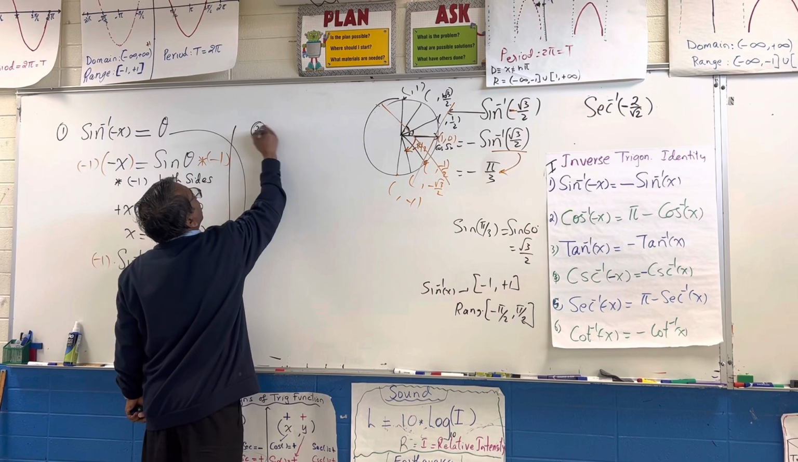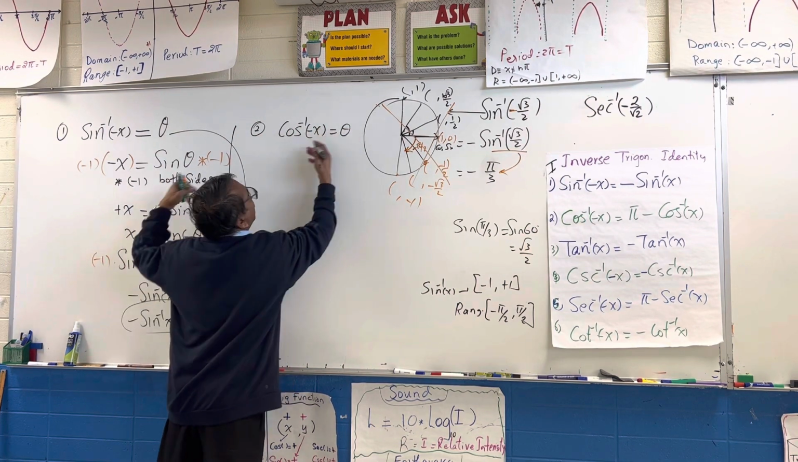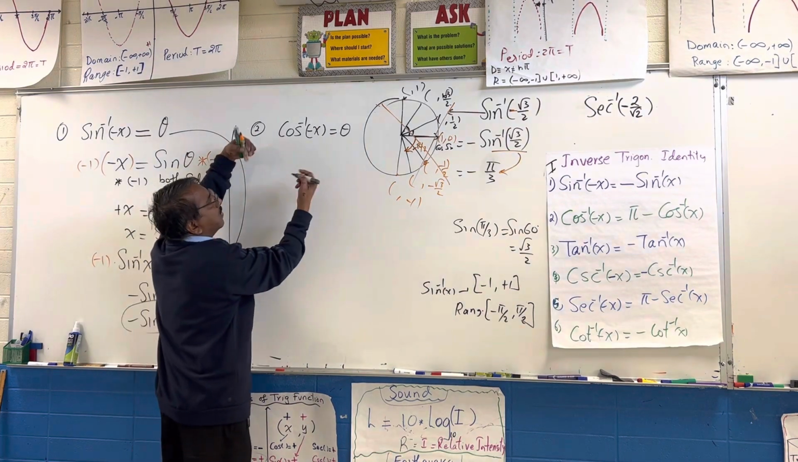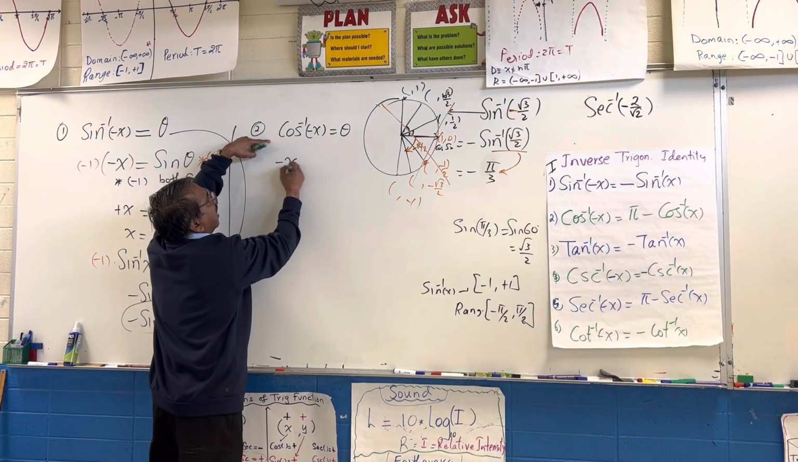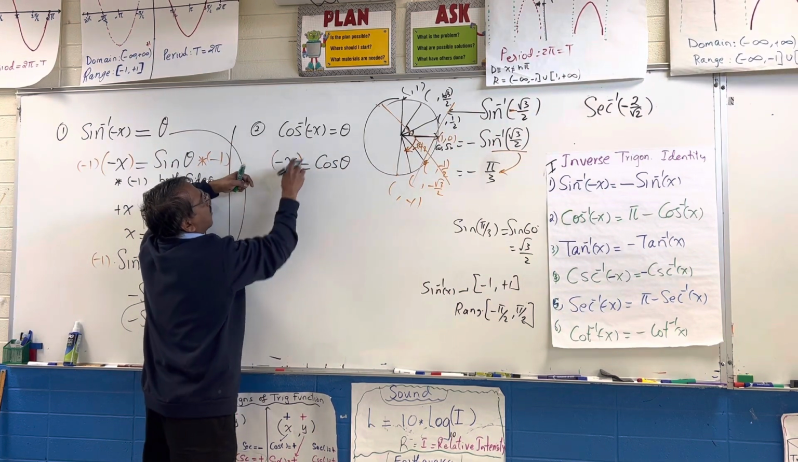Let's check cosine. The second one: cosine inverse of minus x is theta. Same thing, by definition of inverse trigonometric function, this means minus x equals cosine of theta. Multiply minus 1 on both sides.